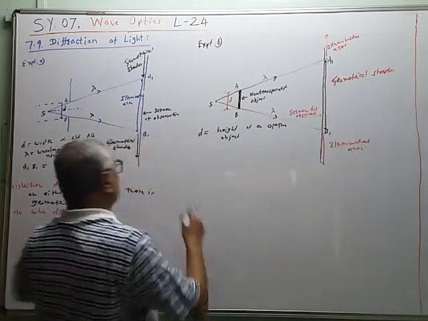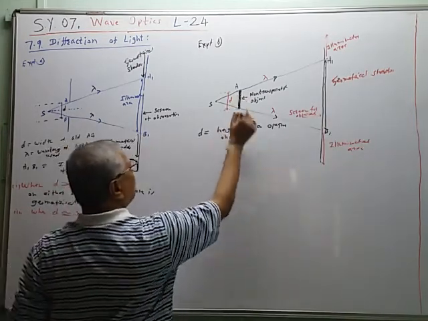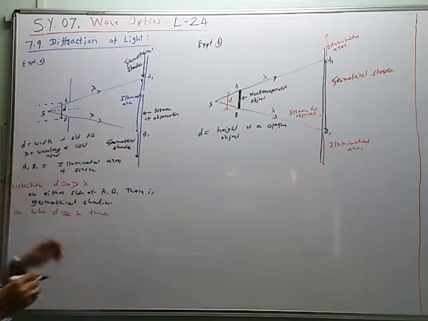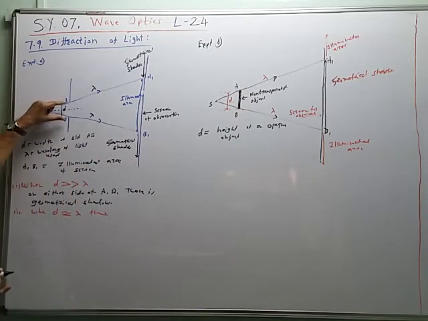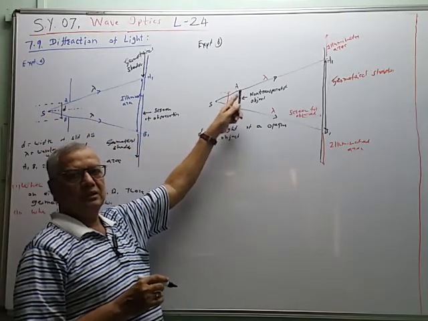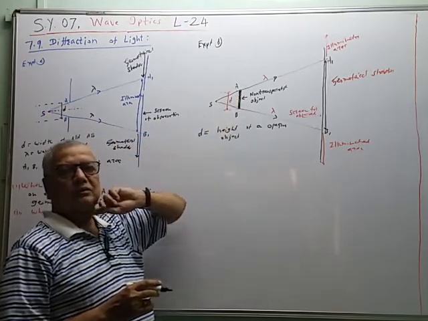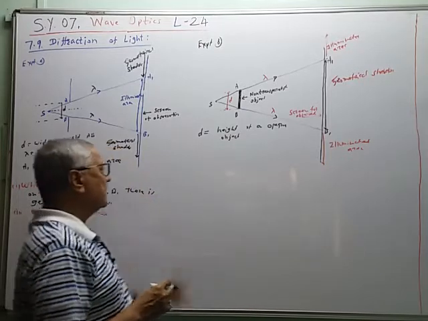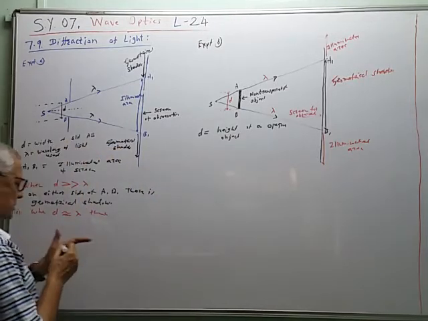So, only the change is here. D is the height of the non-transparent object, and D is the width of the slit. So, in one case light waves can pass, in the other light waves cannot pass, and therefore the positions of the geometrical shadow and illuminated area get interchanged in both the cases.